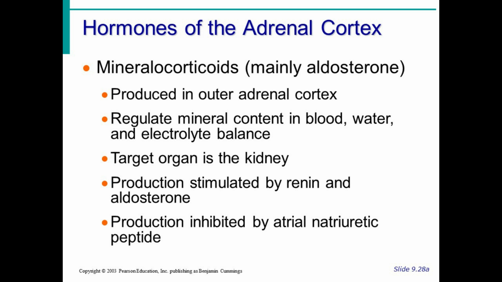It works together with your ADH or your antidiuretic hormone released by your posterior pituitary gland. The target organ of this hormone is your kidney. The production is stimulated by renin and aldosterone. Production is inhibited by atrial natriuretic peptide. Your atrial natriuretic peptide is also known as your atrial natriuretic factor. They are produced in the heart, specifically the cardiac atria. So it maintains and regulates the blood pressure most prominently through their activity in the kidney to promote excretion of water and sodium.